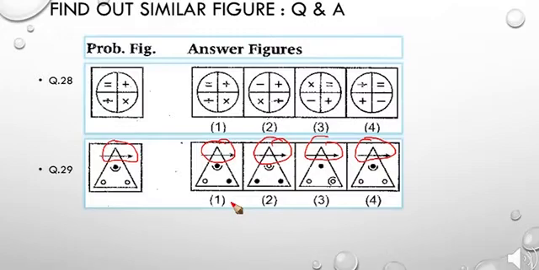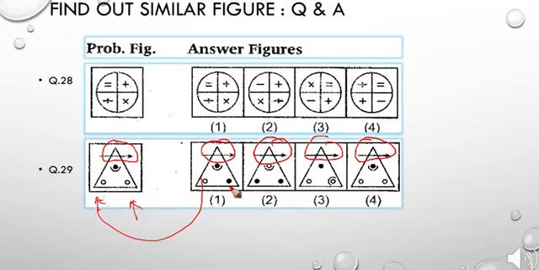We need to check for more designs. Let's check for these two blank circles, these two circles in the corners, in this corner and in this corner. Let's check in option 1. Option 1, first corner, it is a blank circle, that is fine, exactly same as the problem figure.